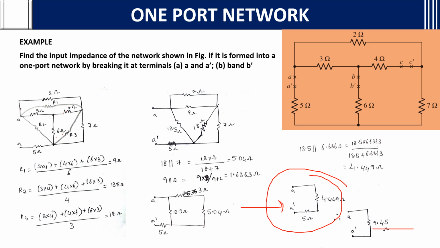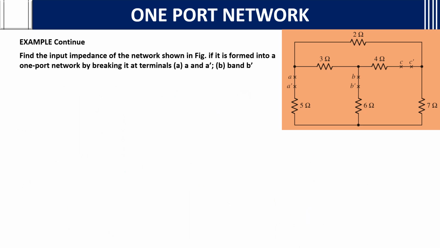Zin you got as 5 plus 4.449 ohms, that is 9.45 ohms, as the input impedance across the terminals A and A dash. In the same way, we need to find it for B and B dash. We need to find at B and B dash. We'll see that now.